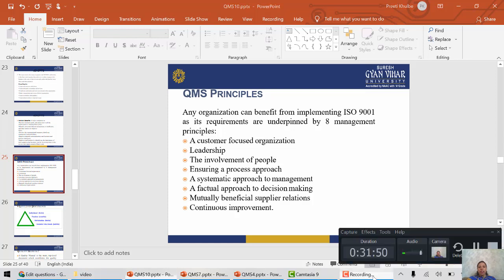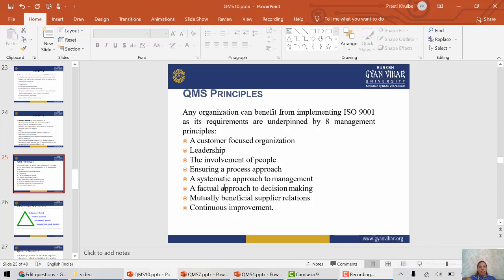The other principles which are there, which is again very important, is the systematic approach to management. So a systematic approach to management is again an important one. A factual approach to decision making, that is not only that we made it or we followed it, but decision making is also taking part in an organization very, very importantly. Similarly, mutually beneficial supplier relationships, that is you are sharing your business with somebody for mutual benefits. So this is again an important factor.